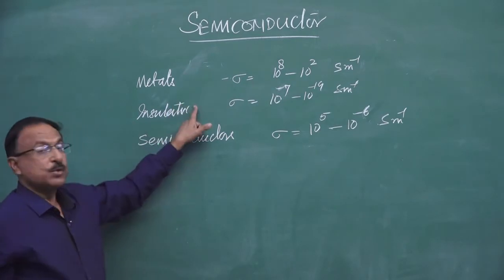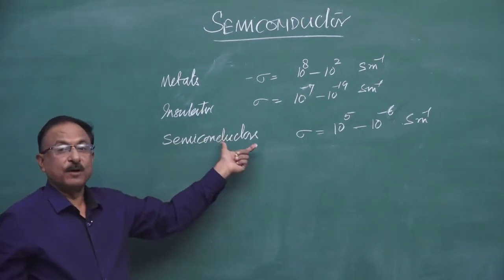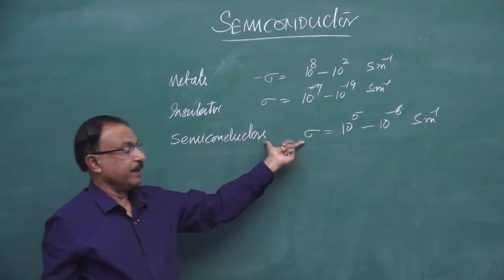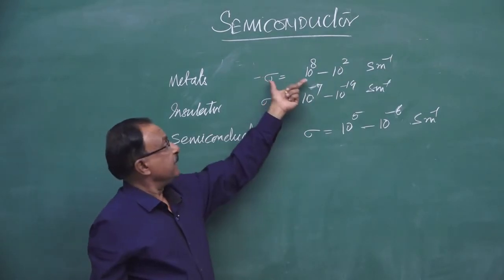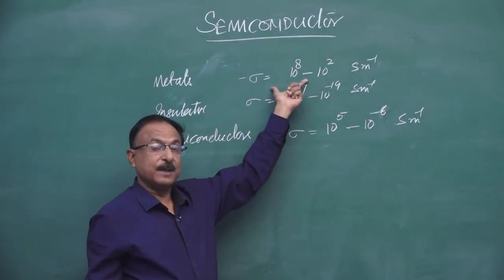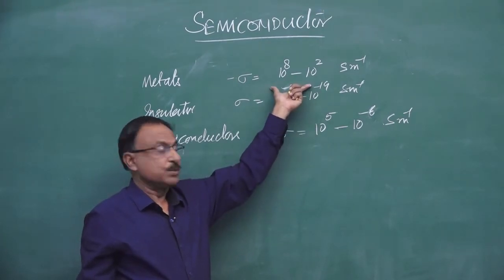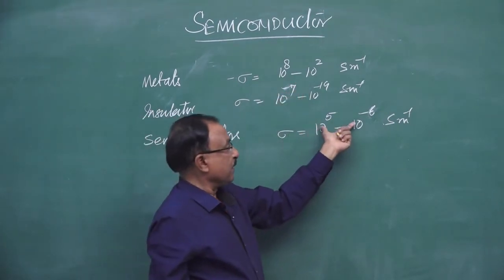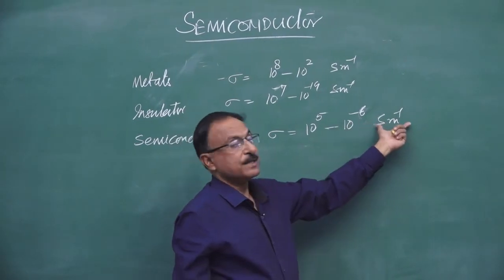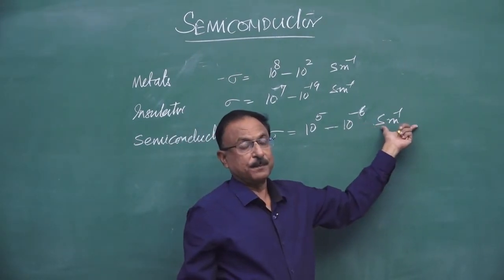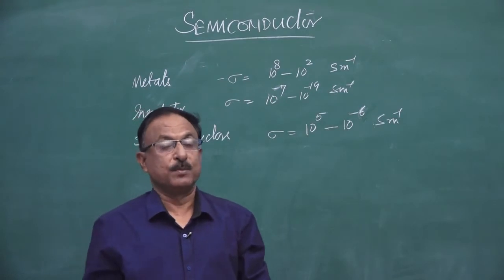Then in between the two, there lies a group of substances we call semiconductors. Their conductivity is lesser than that of metals, but greater than that of insulators. It lies between 10⁵ to 10⁻⁶ Siemens per meter. They are elements from the 14th group of the periodic table.